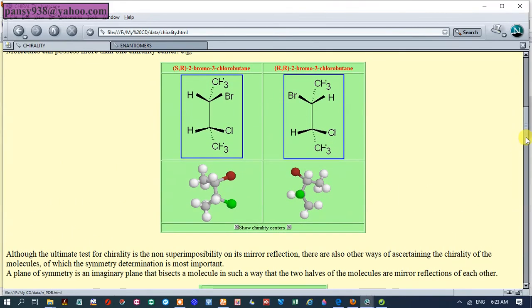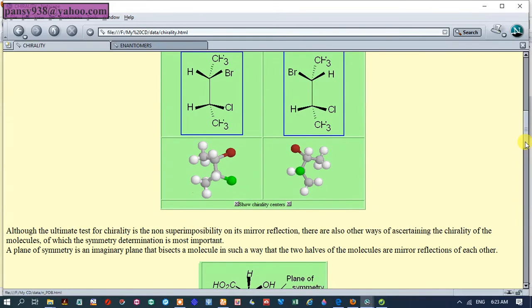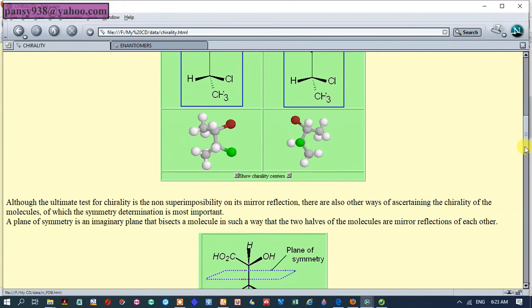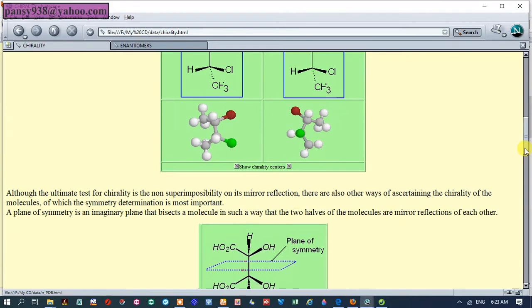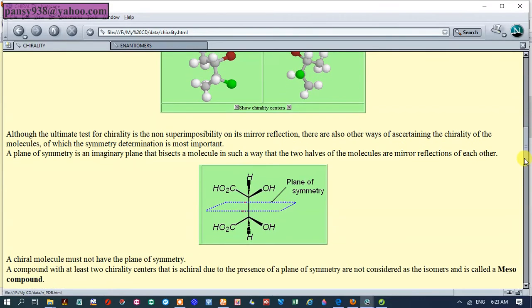There is also a condition which determines the chirality of the molecule. Generally, a chiral molecule does not have a plane of symmetry. A plane of symmetry is an imaginary plane that bisects a molecule in such a way that the two halves of the molecule are mirror reflections of each other.